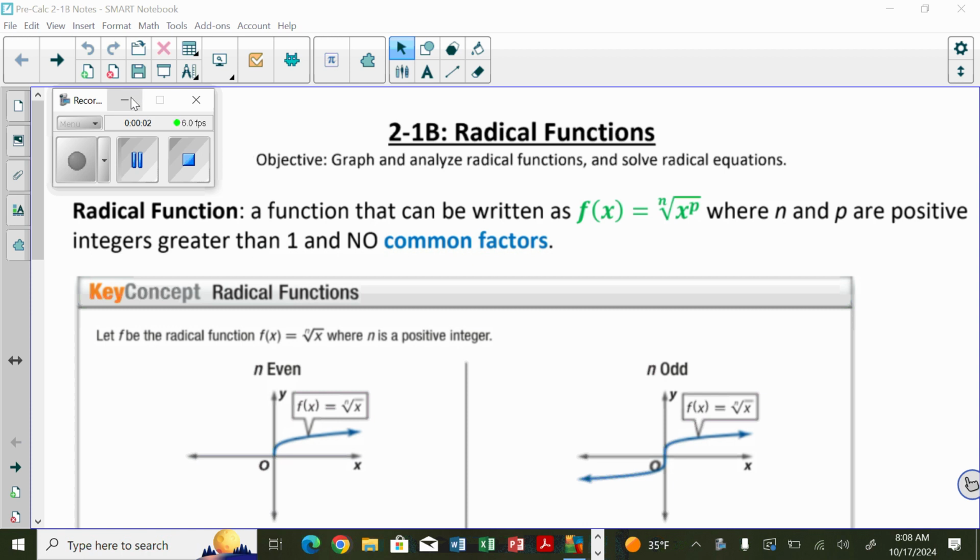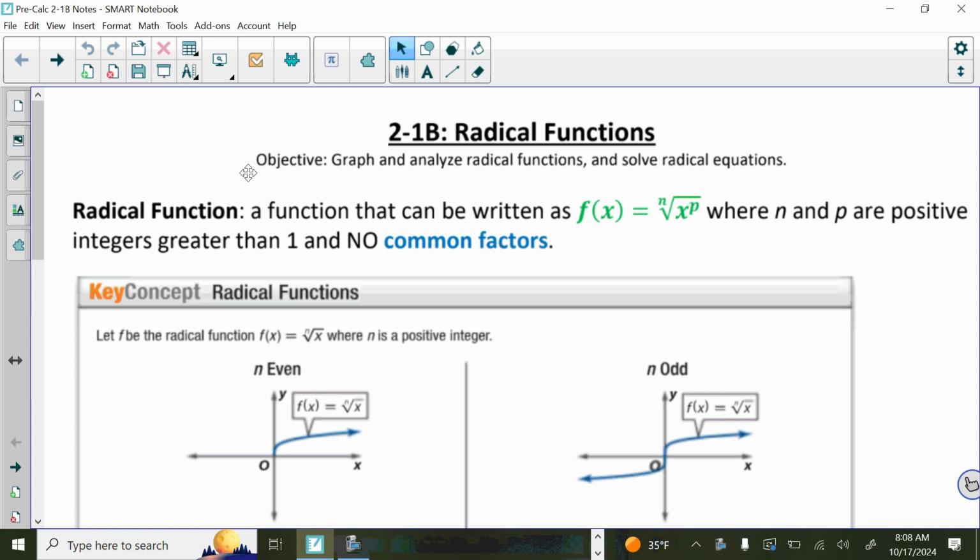All right, let's talk about 2(1)b radical functions. This is the second part of it. We're just going to talk about the radical parts of these power functions and graph and analyze those, and then solve radical equations. There are some things we have to look at on those.